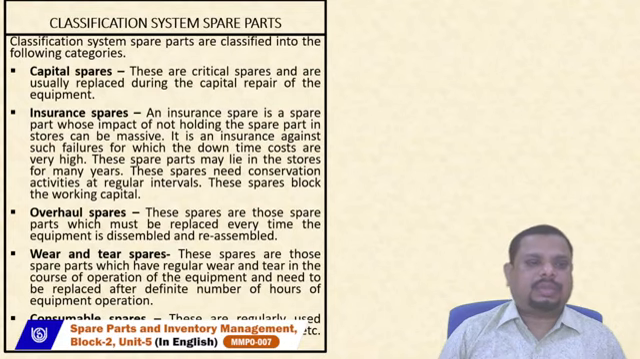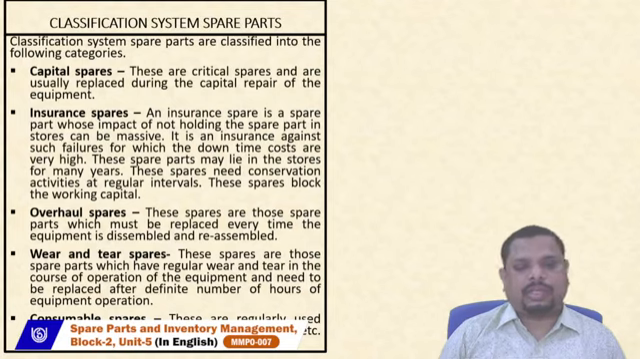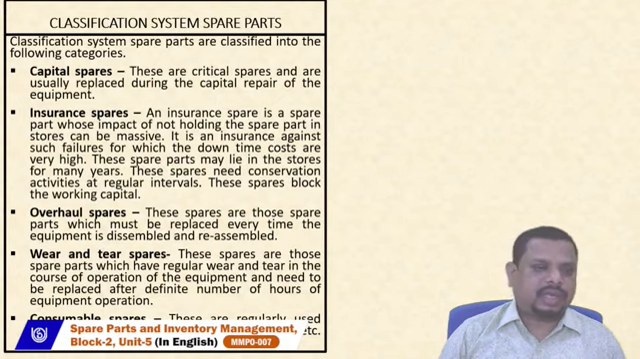Under capital spares, these are the critical spares and are usually replaced during the capital repair of equipment. For example, a company takes a 6 months shutdown. In that case, most capital spares are easily replaced so that there should not be any interruption to the manufacturing industries.